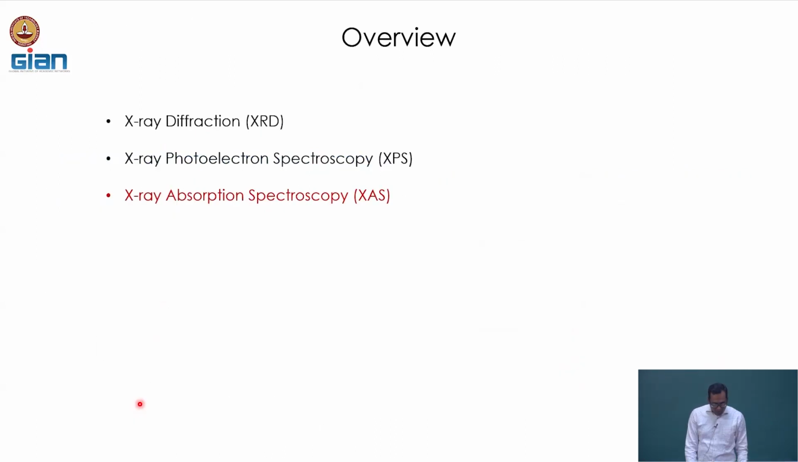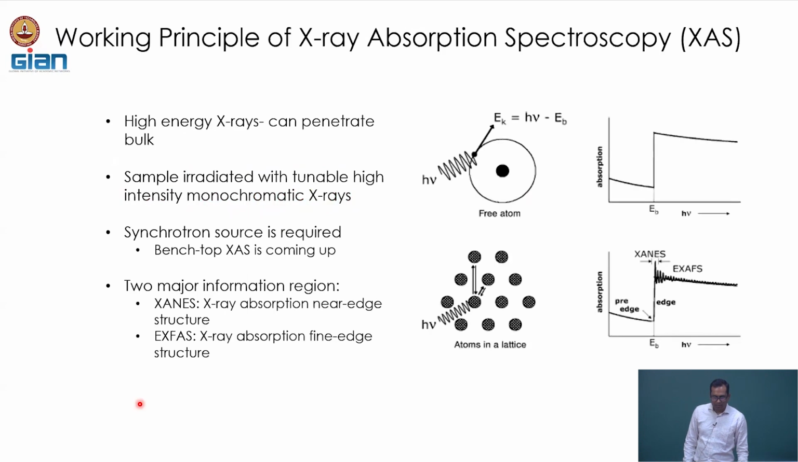Okay. So, after XRD and XPS, let us look at X-ray absorption spectroscopy, or XAS. In this case, we are not dealing with low energy X-rays anymore. Now, we are looking at high energy X-rays, which can actually penetrate the bulk of the sample. So, the sample is irradiated with tunable high energy monochromatic X-rays, and we are looking at things at the detector on the outside.